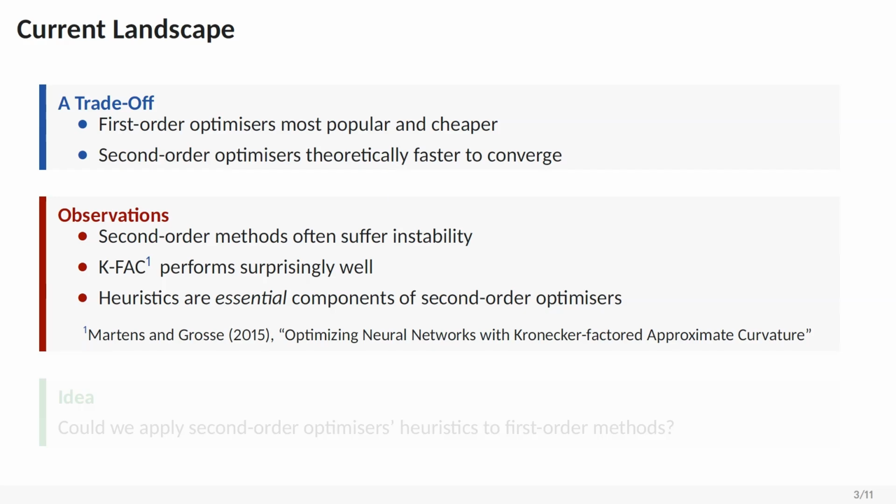The K-FAC algorithm combines an efficient factorization of the Fisher curvature matrix with a variety of heuristics including smooth preconditioners, damped curvature, and adaptive hyperparameters. In fact, it seems that these kinds of heuristics are essential for second-order methods to perform well in practice. This leads us to ask whether the second-order optimizer's improved model, or their heuristics, are more responsible for their performance. In particular, we ask if we could take some of those heuristics, apply them to first-order methods, and observe a similar improvement in optimization performance. That idea is the focus of this work.